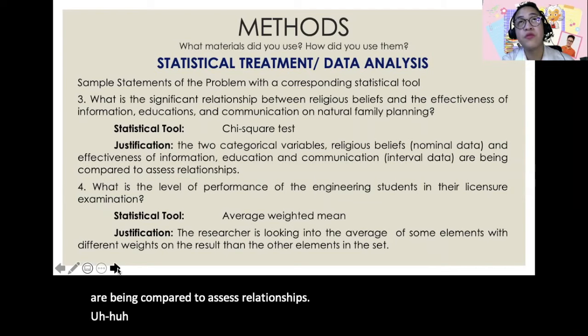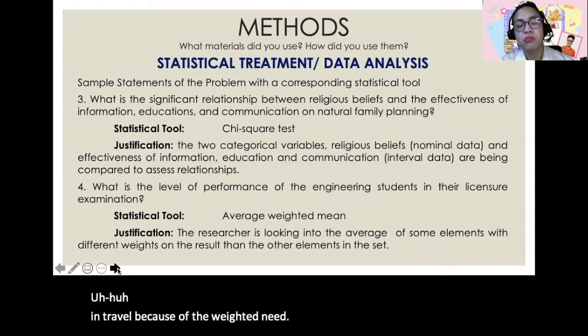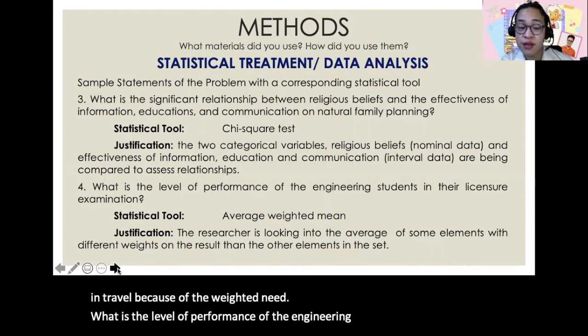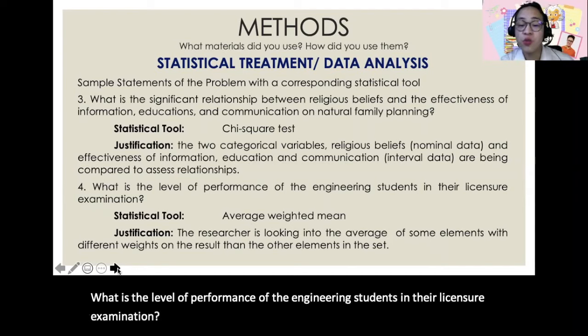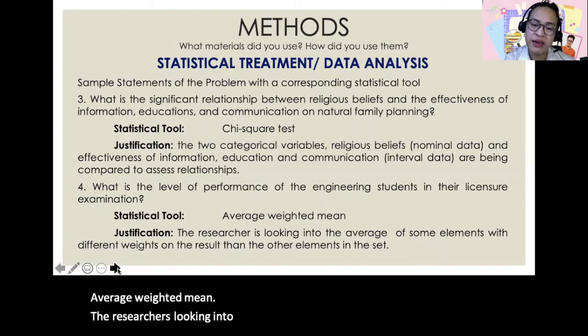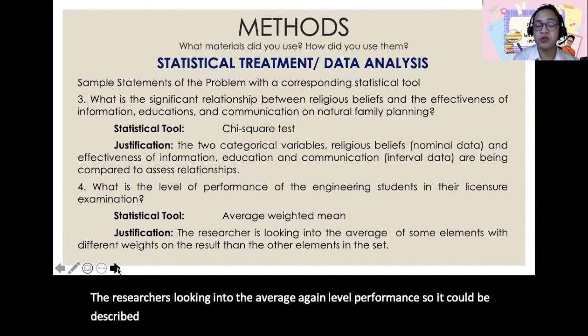Interval because of the weighted mean. Okay. What is the level of performance of the engineering students in their licensure examination? Average, weighted mean. The researchers are looking into the average. Again, level of performance, so it could be described in terms of Likert scale.